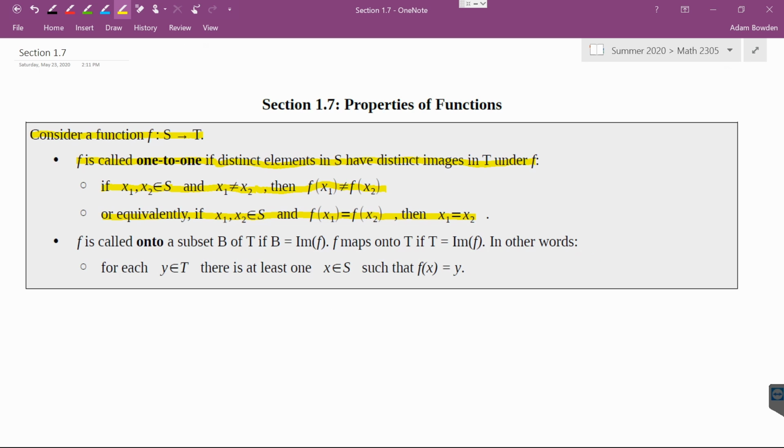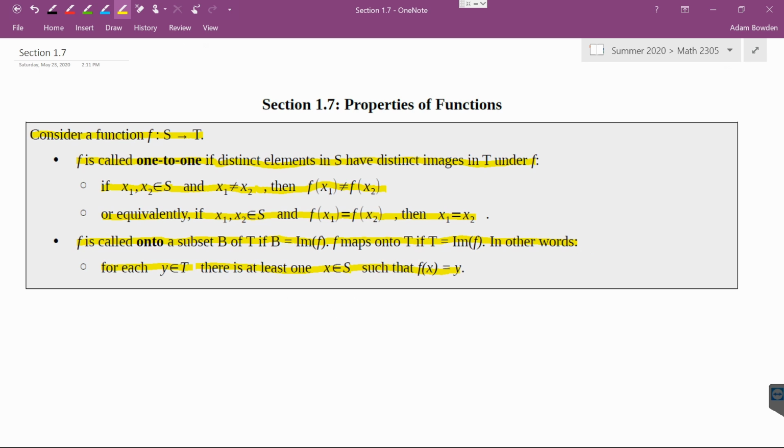The next definition for f is something called onto. A function f is called onto a subset B of T if B is equal to the image of f. f maps onto T if T is equal to the image of f. And one way we can state this by definition is to say for each y, an element of T, there is at least one x, an element of S, such that f of x is equal to y.